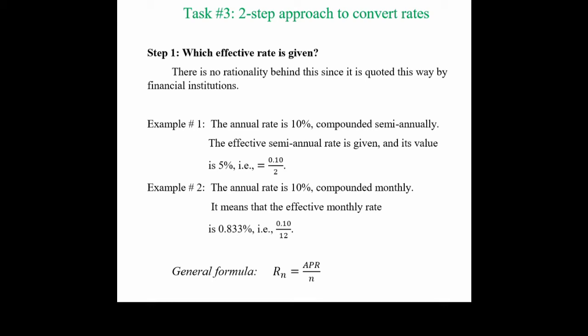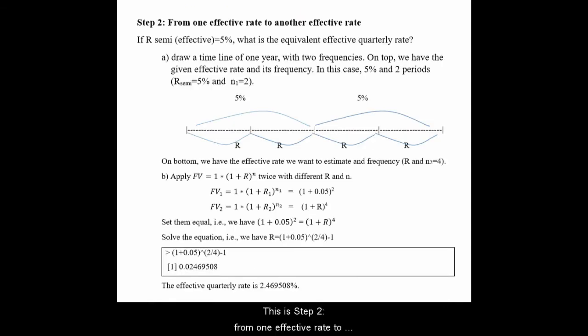Example number 2. The annual rate is 10% compounded monthly. It means that the effective monthly rate is 0.833%. So actually it's 10% divided by 12. Why divided by 12? Because it is compounded monthly. The general formula is the effective rate corresponding to N equals APR divided by N. Next is step 2, from one effective rate to another effective rate.